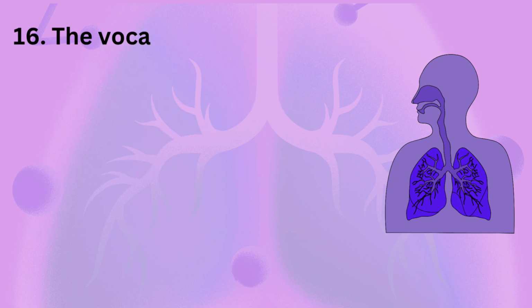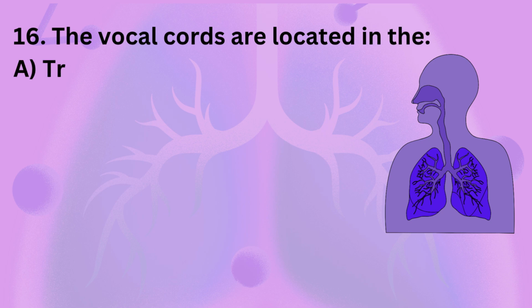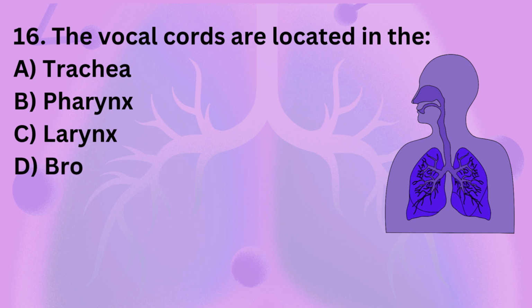16. The vocal cords are located in the A. trachea. B. pharynx. C. larynx. D. bronchi. Answer. C. larynx.